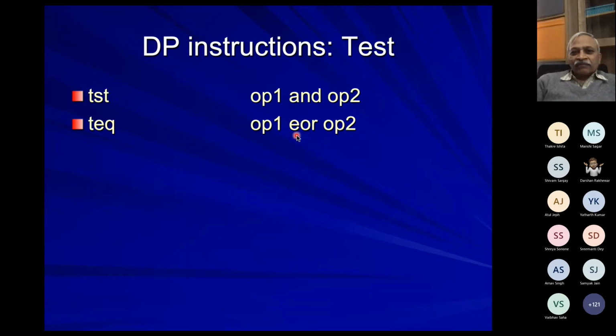Test instructions are like comparison. They perform these logical operations. The result of AND or exclusive OR is not stored, but only used to affect the flags. Okay, this is TST, and TEQ is test for equality. So you'll use TST to test which bit, if there are particular bits which are set or not. Okay, perform AND operation. This performs exclusive OR operation.